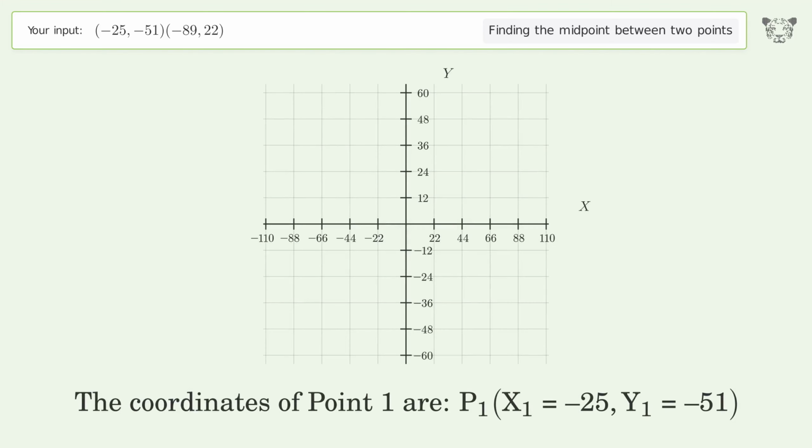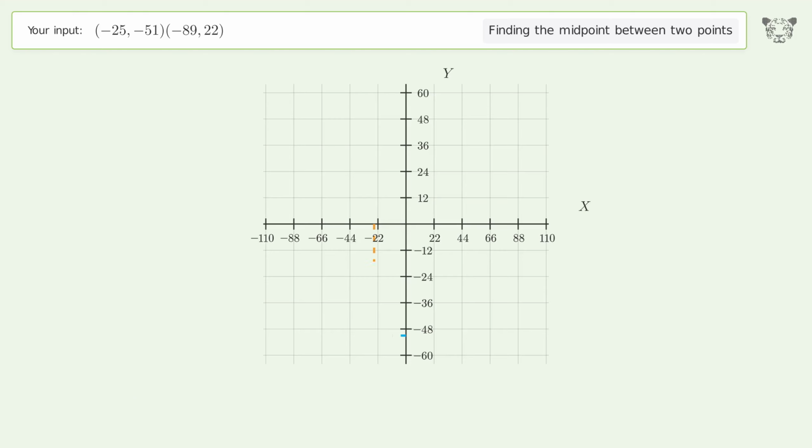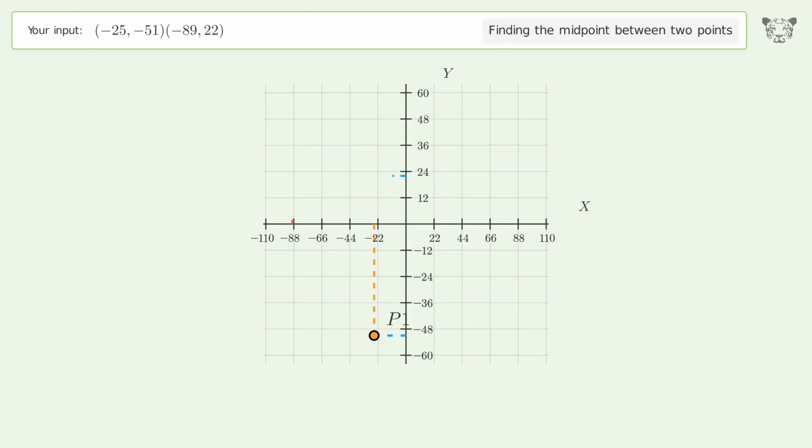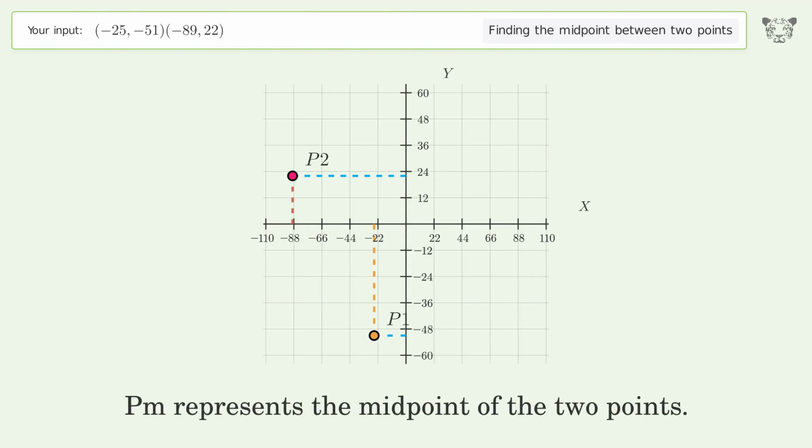The coordinates of point 1 are, x1 equals -25, y1 equals -51. The coordinates of point 2 are, x2 equals -89, y2 equals 22. PM represents the midpoint of the 2 points.